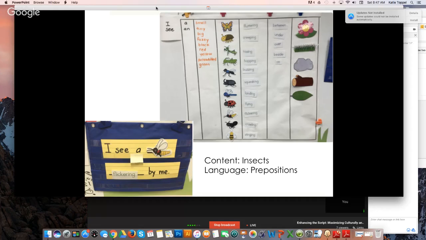And then we talked about the adjectives of how we could describe it with colors and with different words and size words and things like that. And then we practiced the preposition with hand motions. And then we practiced all the different areas that they could be outside. And then we put it together. So a final sentence might be something like, I see a tiny beetle creeping under the log. Really rich sentences that related to the content, but that really focused on language.